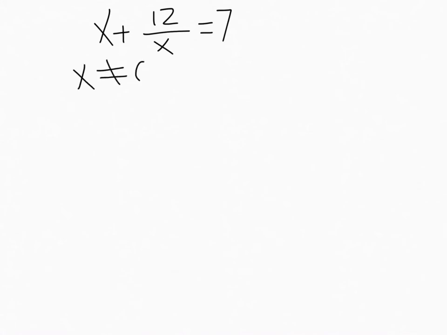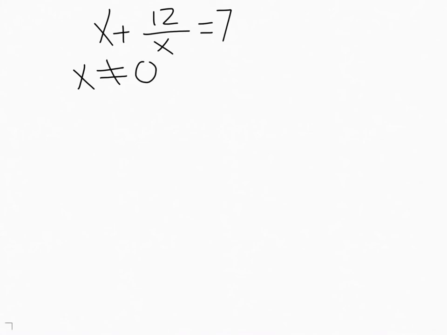Question number 11. X plus 12 over x equals 7. So what's the restriction? By now, you should be very comfortable working this out. Your denominator can never be 0. So x can never be 0 in this particular case.